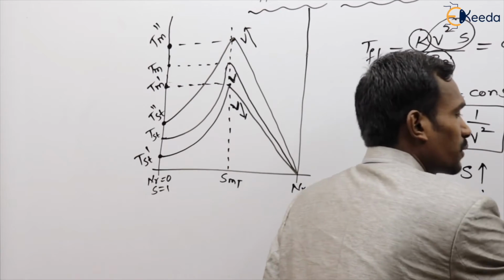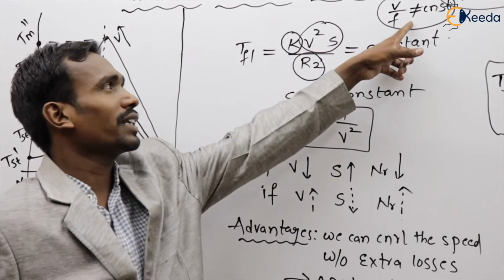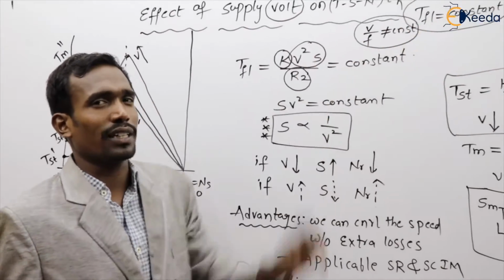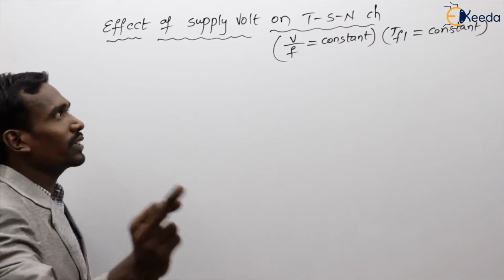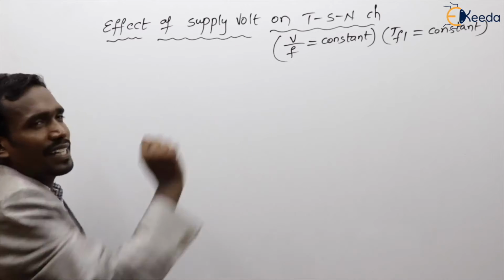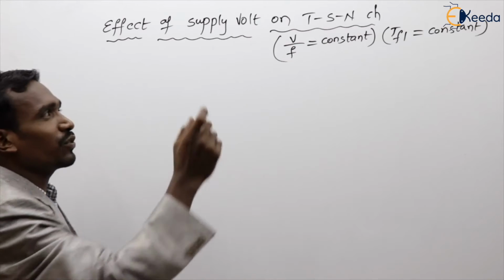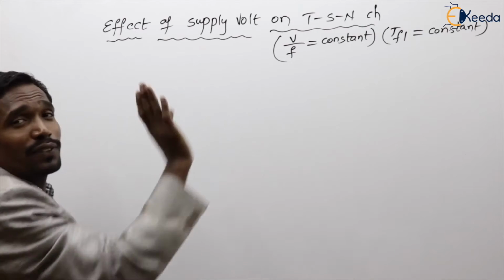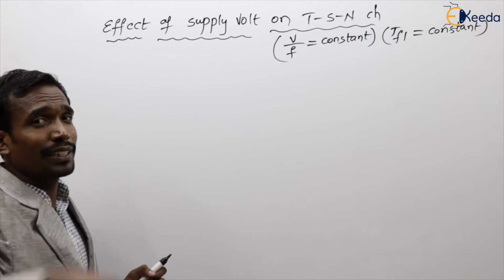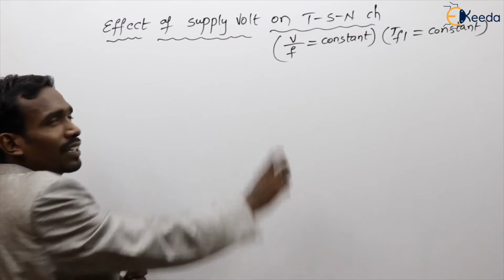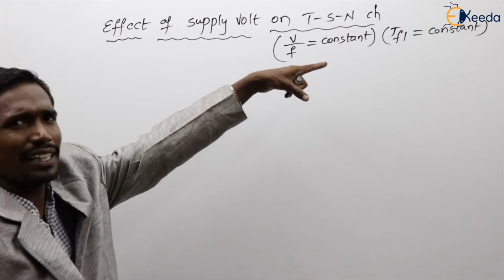The effect of supply voltage on torque slip speed characteristics. The first concept is V by F naught equals constant and full load torque constant. Next, effect of supply voltage with V by F constant. This is very important. The second concept is V by F naught equals constant. Now the third concept is V by F constant and full load torque again constant.